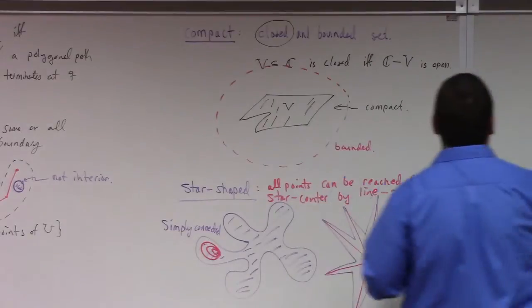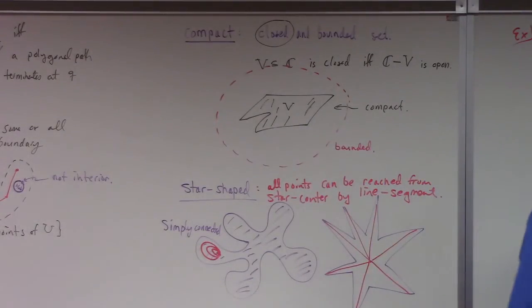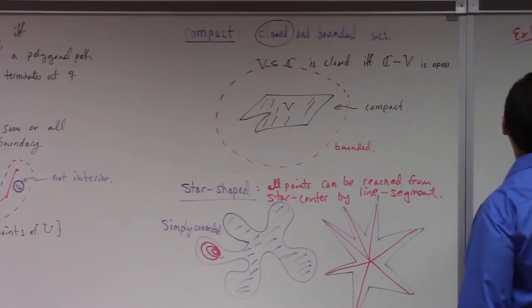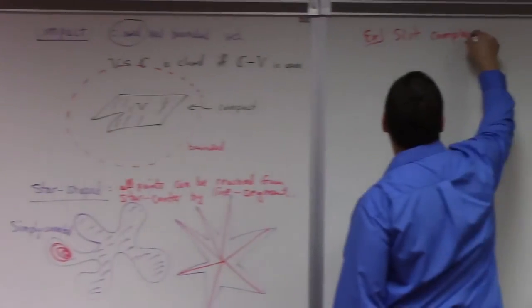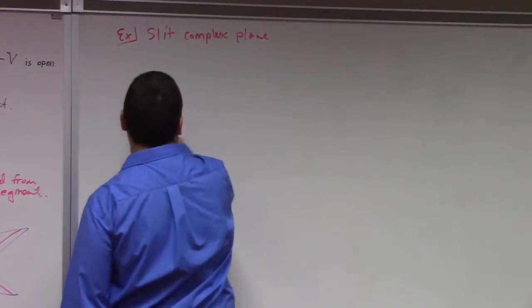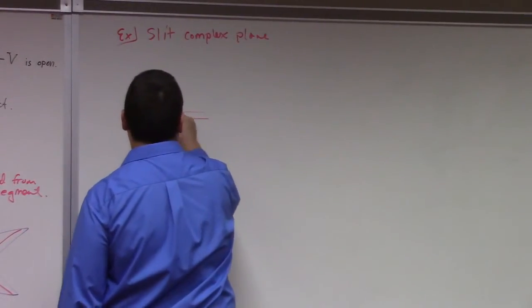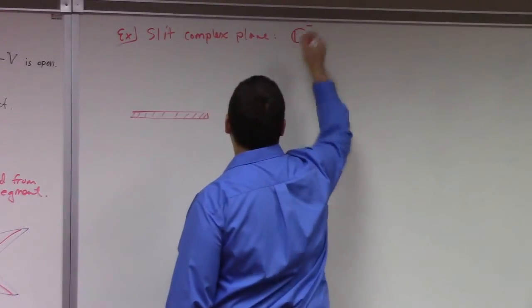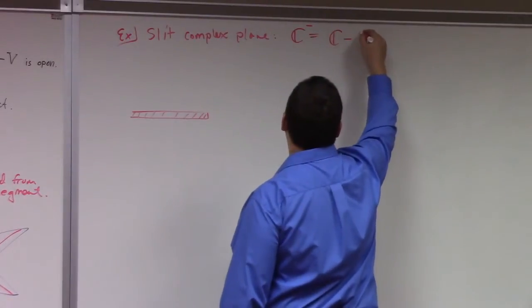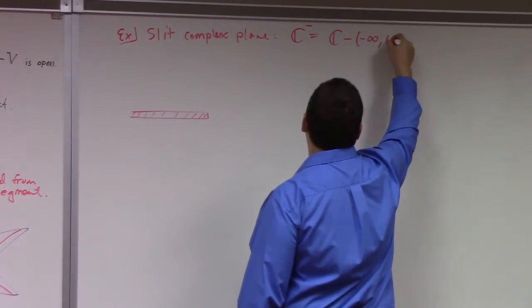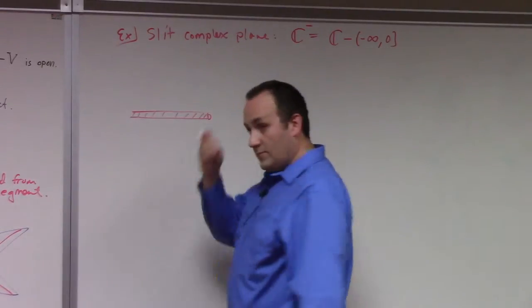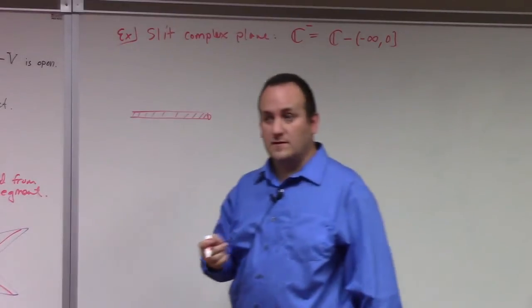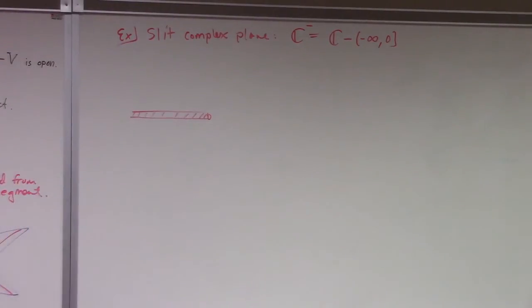All right, so here's an example of something star-shaped. How about the slit complex plane? So the usual one, right? So C minus, which is what? This is the complex plane minus negative infinity to 0. What are star centers? There doesn't have to be a unique star center, right? I mean, some sets there might be, but usually there's not a unique choice of a star center.